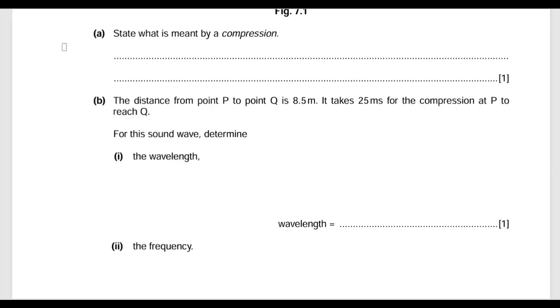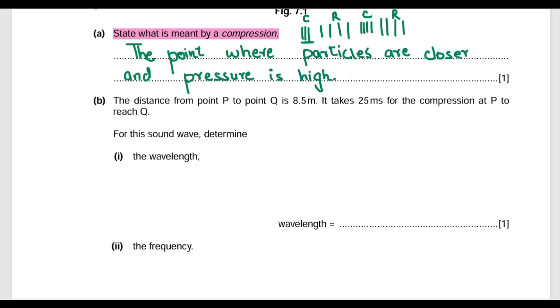First question is saying state what is meant by compression. Sound wave is a longitudinal wave. It travels in compressions and rarefactions. Compression is the area where the air particles are compressed, and then rarefaction is the area where they are relaxed, then again compressed, and then again relaxed. In compressions the pressure is high, and in rarefactions the pressure is low. So compression is basically the point where the particles are closer and the pressure is high.